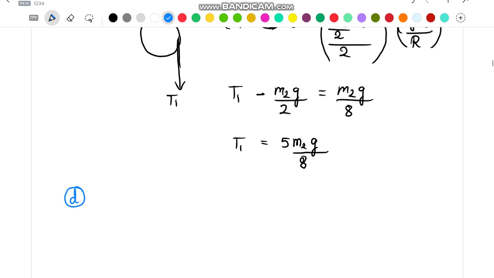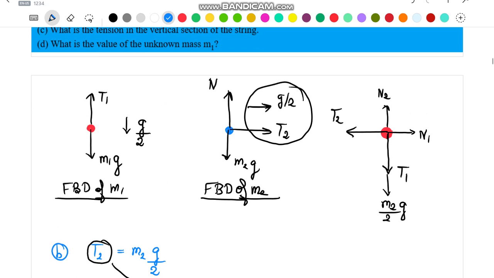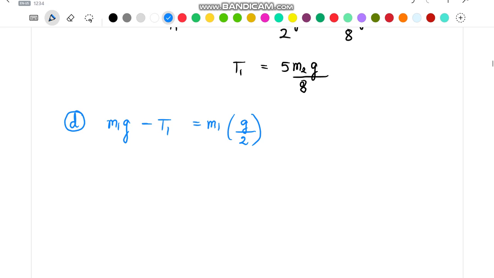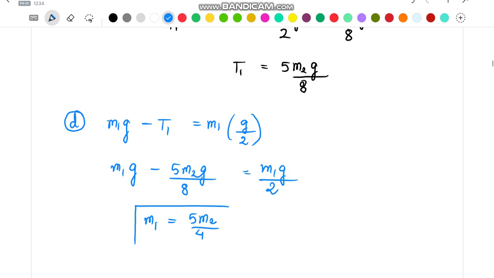Okay, now let us proceed to part D of the problem. In part D, from the free body diagram of block m1, we can write m1g minus T1 will be equal to m1 into a. The value of a was already mentioned to be equal to g by 2. Now again substituting the value of T1 that we have already found, we can solve this expression to find the value of m1 in terms of m2, which comes out to be equal to 5m2 by 4, which is our final desired result for part D of the problem. Thank you.